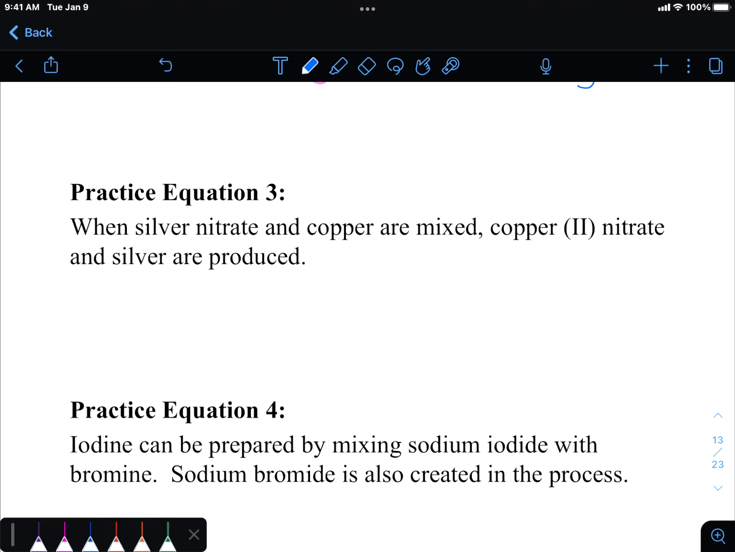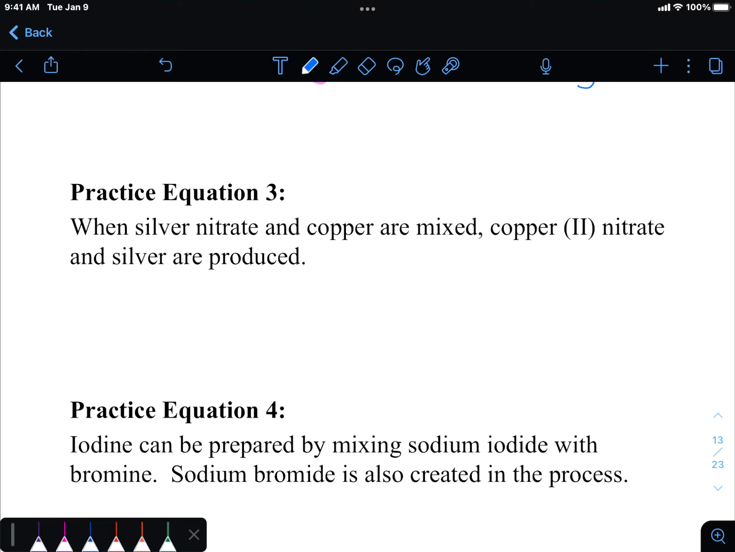Equation 3. Silver nitrate and copper are mixed. Copper 2 nitrate and silver are produced. So with these descriptions so far, they're kind of easy because they're giving them in straight order. Like they're starting off giving you the reactants and then they're giving you the products. Okay, so these aren't too bad.